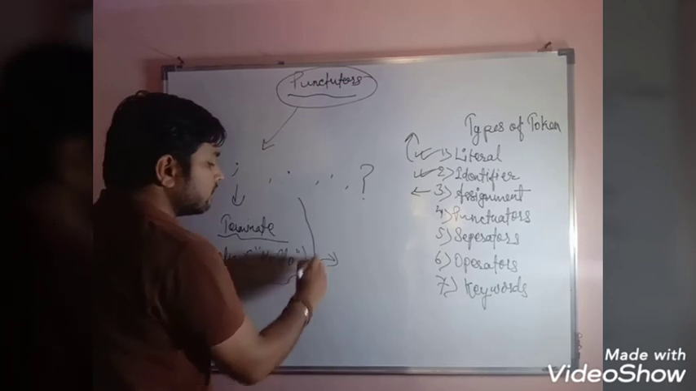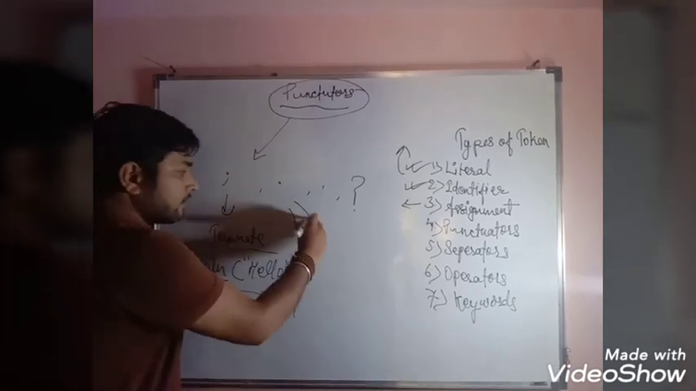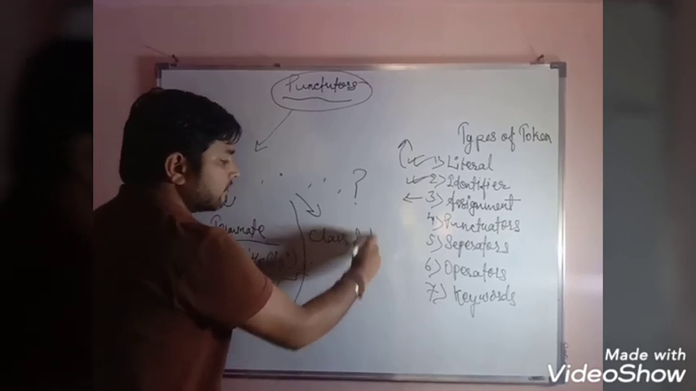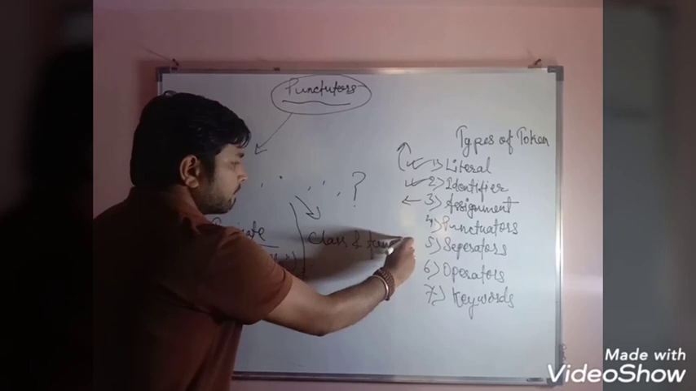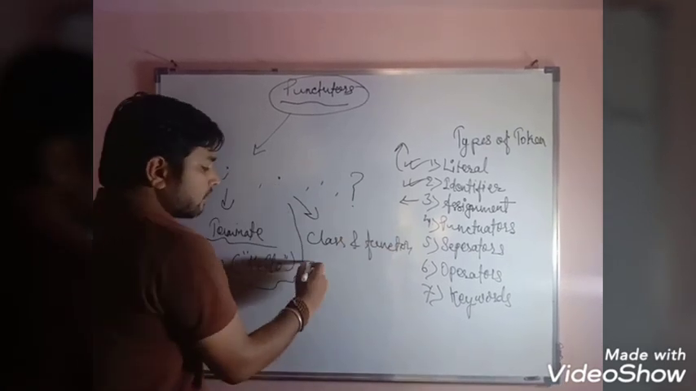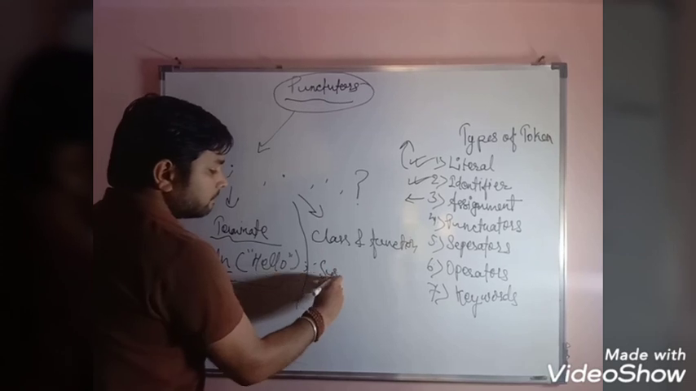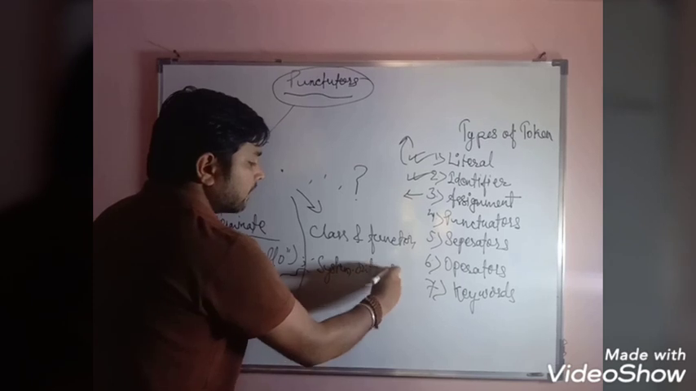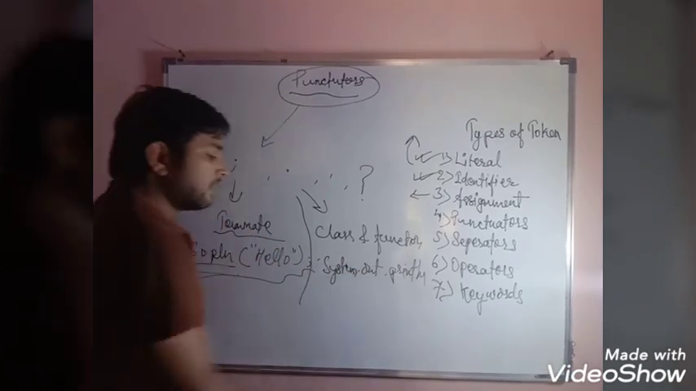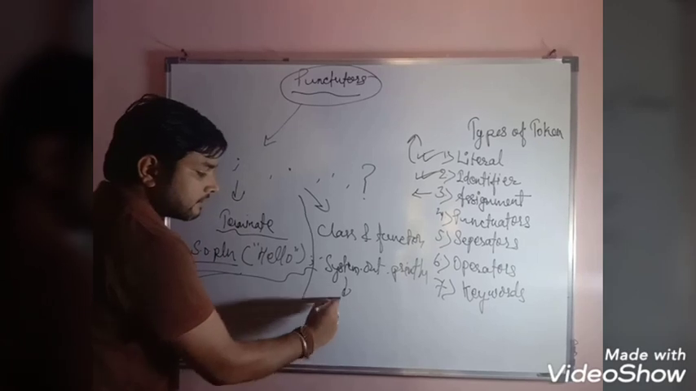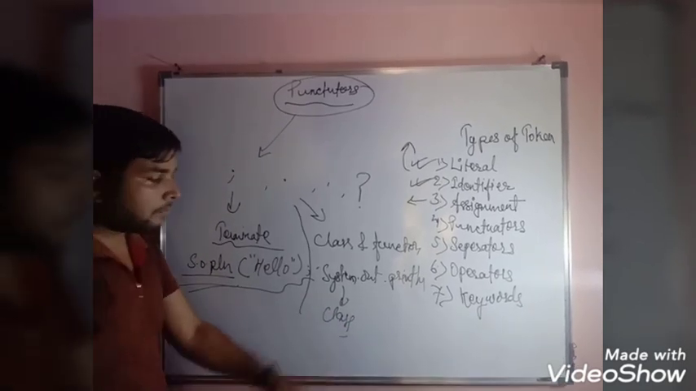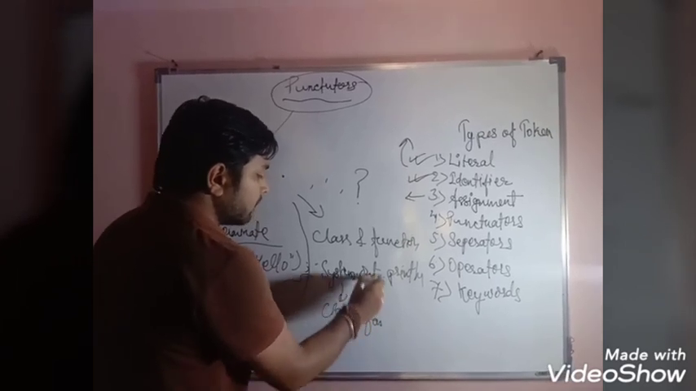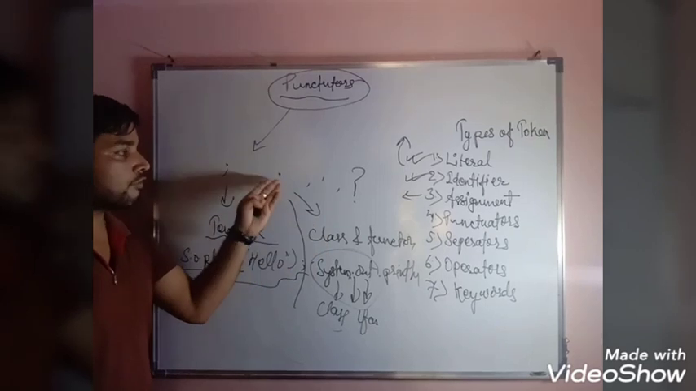And dot is used to differentiate between class and function. Okay, now what is the example of this? You have to write system dot out dot println. So this is the printing statement, and system is a predefined class in the Java library, and out is a function. So the dot sign differentiates between these two. So this is the use of the second punctuator.